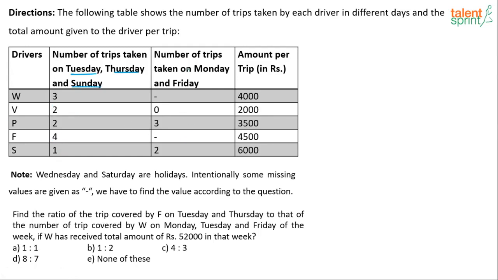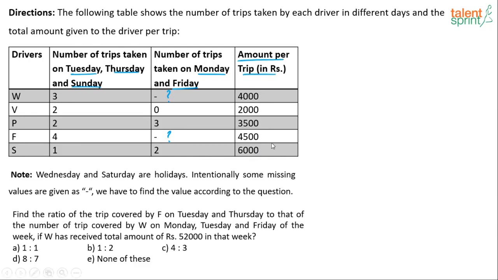In that order. Then the number of trips taken on Monday and Friday. So here you've got Tuesday, Thursday, Sunday here, Monday and Friday here. For example, the number of trips taken by W on Monday or Friday is not known to us. Likewise, the number of trips taken by F on Monday or Friday is also not known to us. And then the last column here talks about the amount they get per trip.